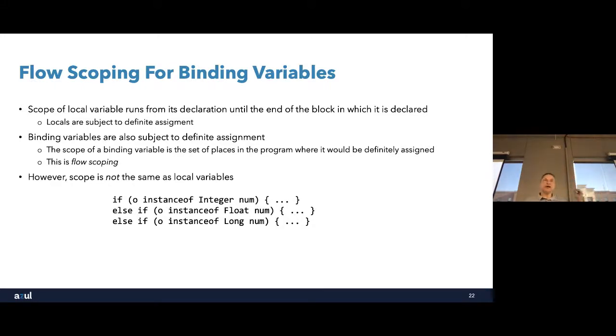We can do something like this. We could have a set of if-else statements. Now we can say if o instanceof Integer, and we'll use a binding variable num and have some code. And then we could also say else if o instanceof Float and reuse num as a variable name. Similarly, we could have another one, o instanceof Long, and we can reuse num. That's really good because if we were using local variable scoping rules for this, then we'd have to have three different variable names, which just gets messy. Because we're using flow scoping for this, we can use the same variable name in all three places, and it works without any problem.